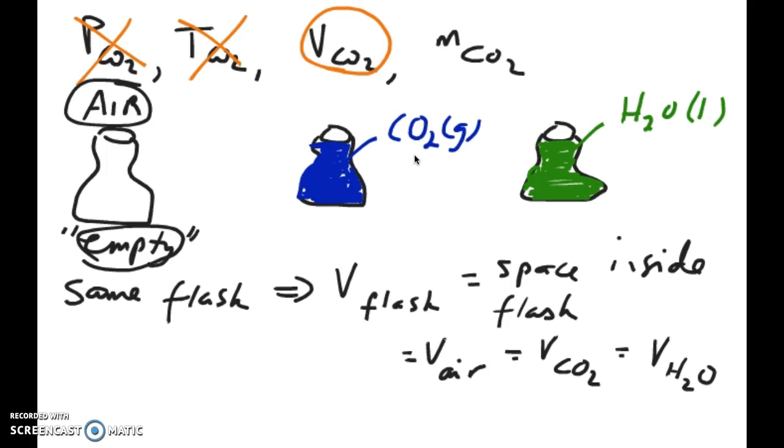And if I were to take out all the CO2 and fill the flask with water instead, then the volume of water would be the same as the volume of the flask. And that's really what I want to emphasize here, is that volume is just the space that something occupies. So if I want to know the volume of the flask, in this particular case, it would all be the same quantity as the volume of air, volume of CO2, and volume of water, as long as I fill up the flask completely with these substances.